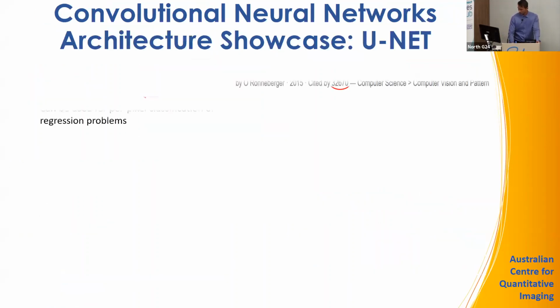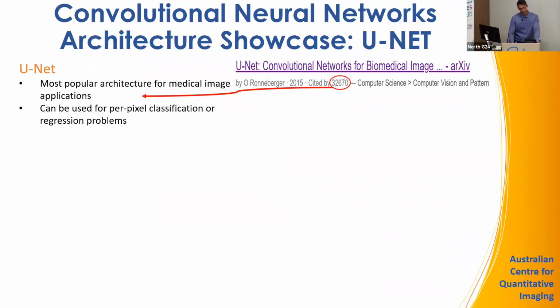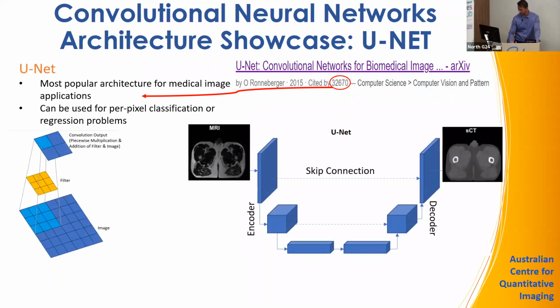So I want to quickly run over the most popular architecture used in medicine. This happens to be UNet. I'm not sure if some of you are familiar with it or not, but it's been cited by 32,000 people to date. And this is because it's quite a versatile network. It can be used for both classification and regression problems on a per pixel basis. So UNet looks something like this.